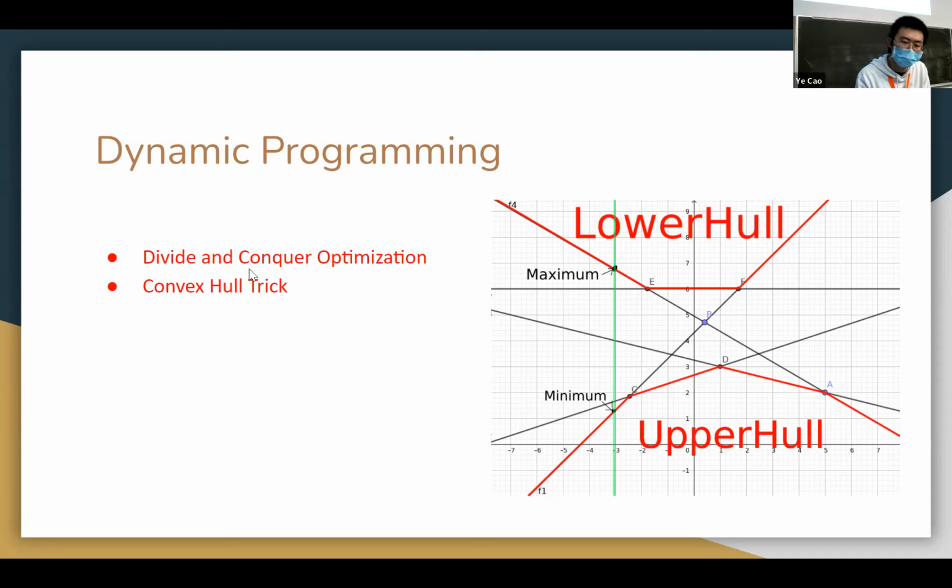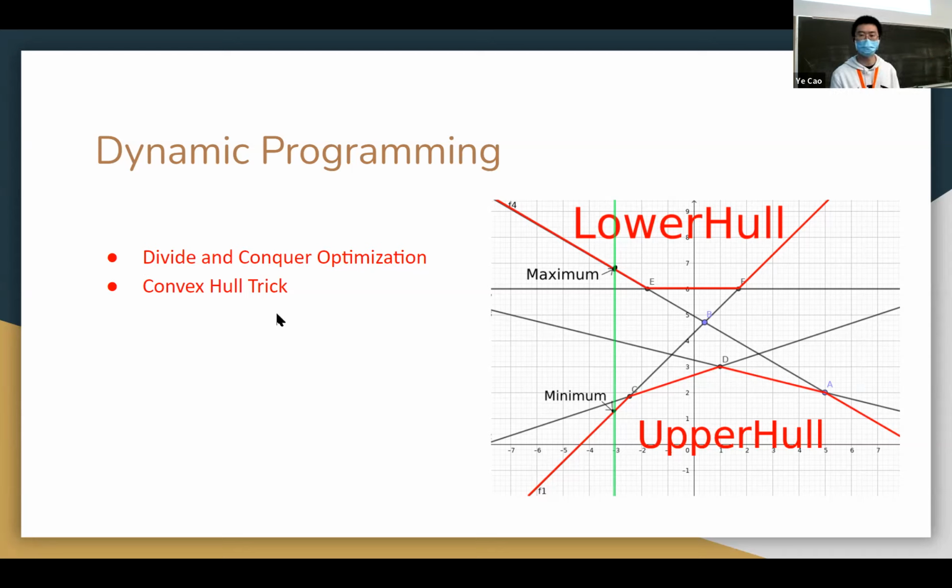The first one of these is called divide and conquer optimization. It exploits certain monotonicity in your DP value to, in some flavor, binary search for where the optimal solution might lie. The other trick is called the convex hull trick.